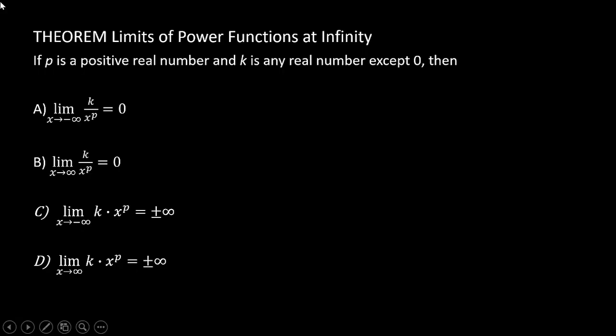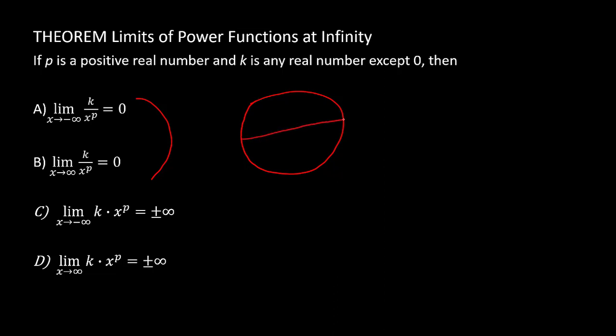Theorem. The limits of power functions at infinity. If P is a positive real number and K is any real number except 0, then we have the following four parts. A, the limit as x approaches negative infinity of some constant K divided by x raised to a power of P equals 0. And B, the limit as x approaches infinity of K over x to the P also equals 0. Both parts A and B tell us that if the absolute value of the denominator gets larger and larger, the whole expression will get closer and closer to 0.